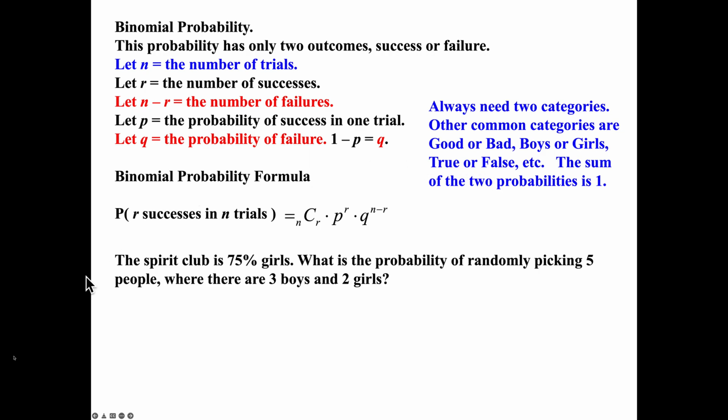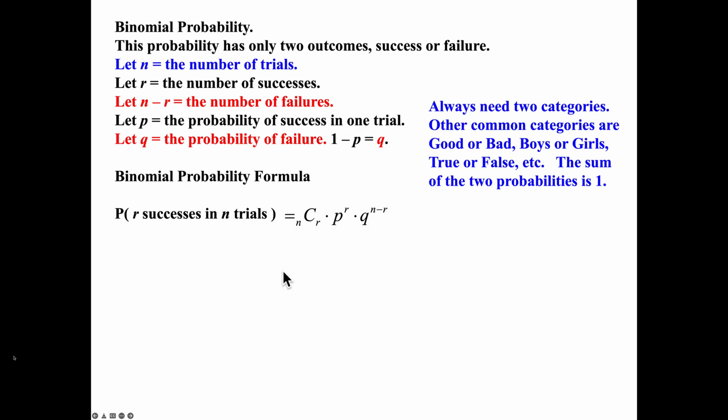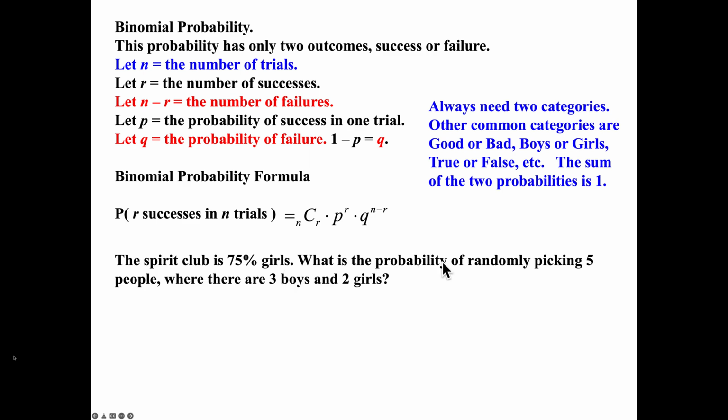So for example, let's say the Spirit Club is 75% girls. What is the probability of randomly picking 5 people where there are 3 boys and 2 girls? To be perfectly honest with you, that's going to be a low probability. You want to pick more boys than girls, and yet there's 75% girls, which means there's 25% boys in the Spirit Club.